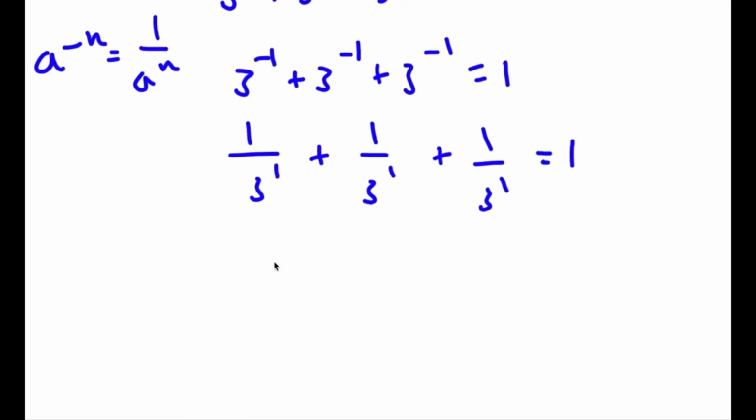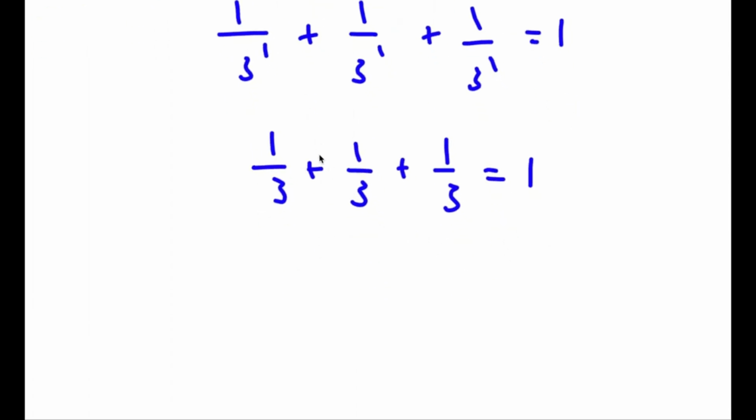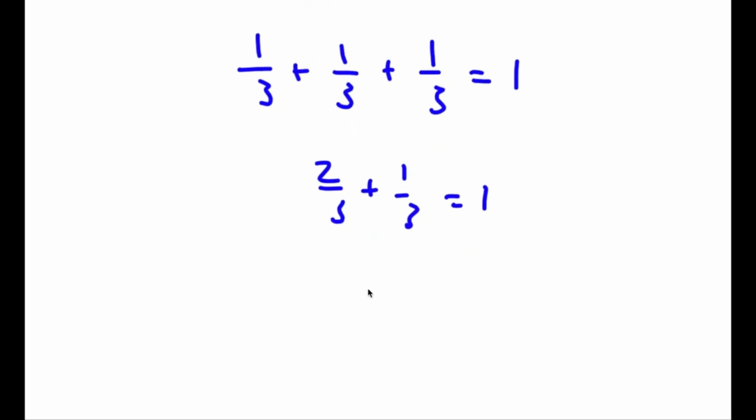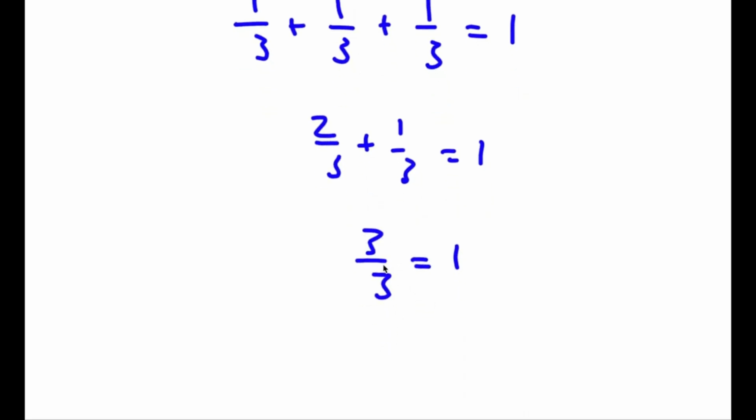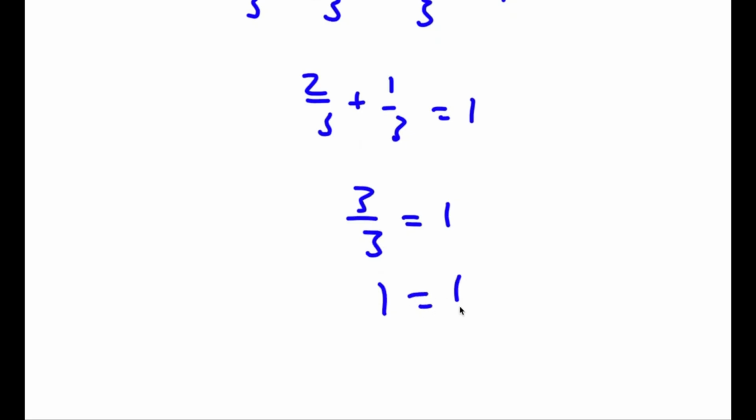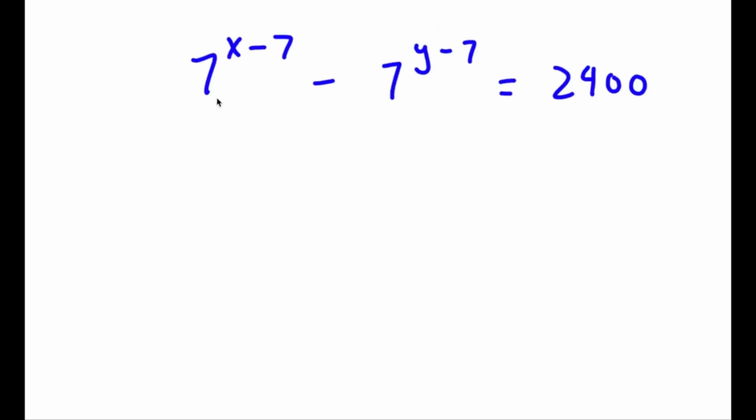3 to the power of 1 is the same thing as 3, so I have 1 over 3 plus 1 over 3 plus 1 over 3 is equal to 1. Now, 1 over 3 plus 1 over 3 is 2 over 3, so I have 2 over 3 plus 1 over 3 is equal to 1, and 2 over 3 plus 1 over 3 is 3 over 3. Anything divided by itself is 1, so 3 divided by 3 is 1, so I have 1 equals 1, and this is right.